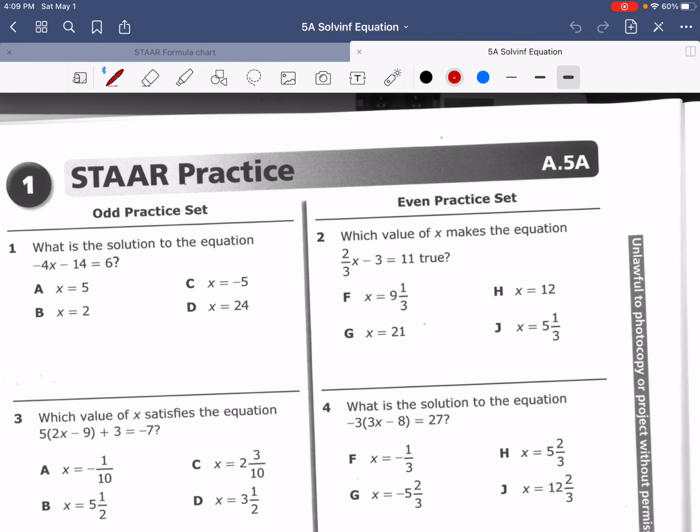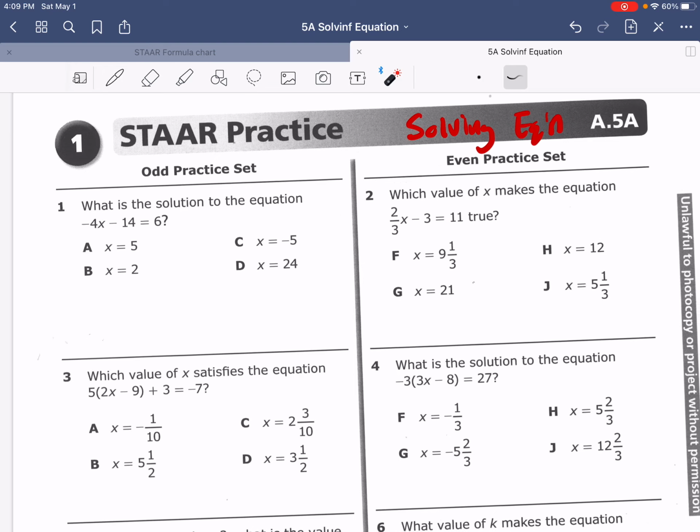This time we are going to review solving equations. Okay, so this one is about solving equations. So write the title down, and this is the text for this. So it's pretty simple.